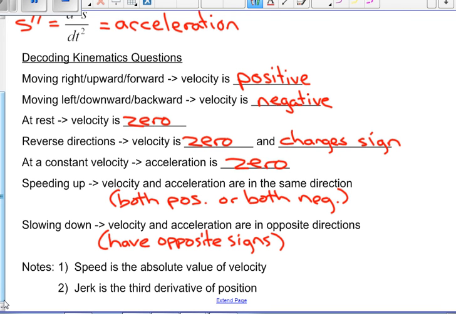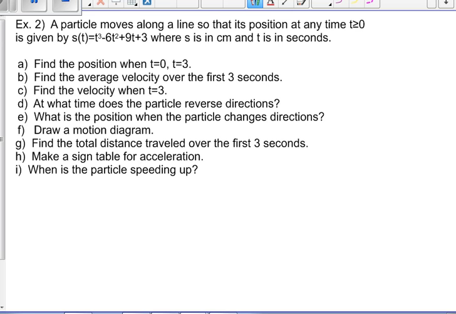A couple of little notes here. Speed is the absolute value of velocity. So if you're going with a velocity of negative 20 meters per second, that's still a speed of 20 meters per second. Think about your car. It has a speedometer. It only measures how fast you're going, not the direction. And the third derivative of position is called jerk. Okay, so let's put that to use in a big question here.